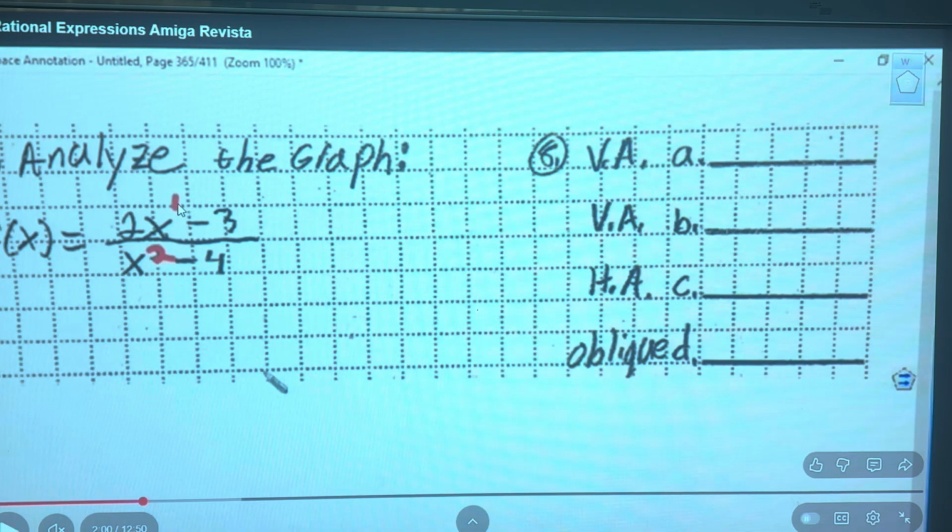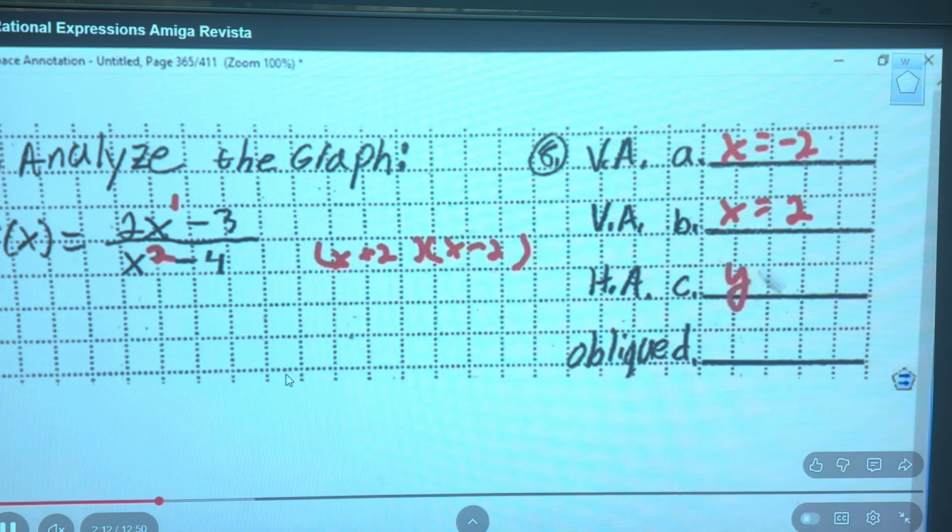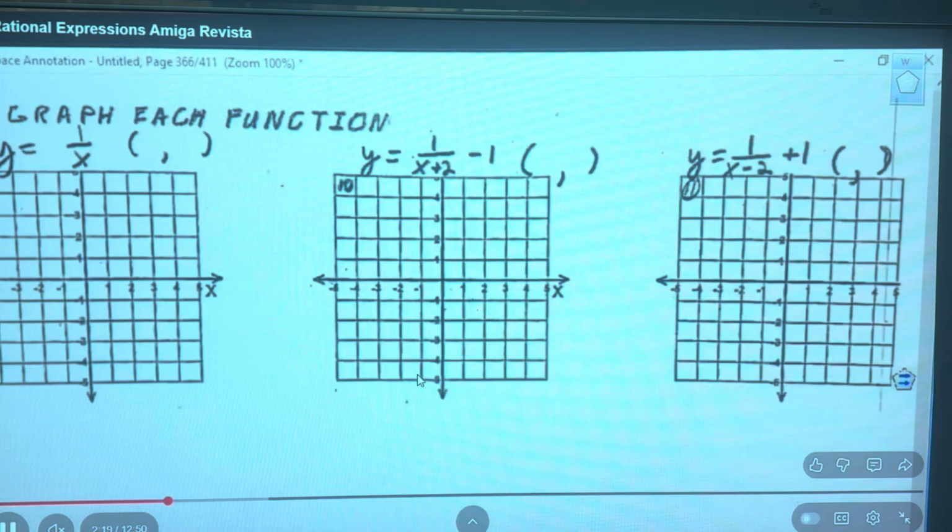So notice we have a degree of 1 and a degree of 2. So if we plug in infinity, that -3 would mean very little, that -4 would mean very little, but first we're going to factor the bottom. And that would give us x equals -2 and 2. Y equals 0, because the degree of the top is smaller than the degree of the bottom. If I plugged in infinity, that would be infinity over infinity squared. So 2 over infinity, that would equal 0. So y equals 0 is the horizontal asymptote.